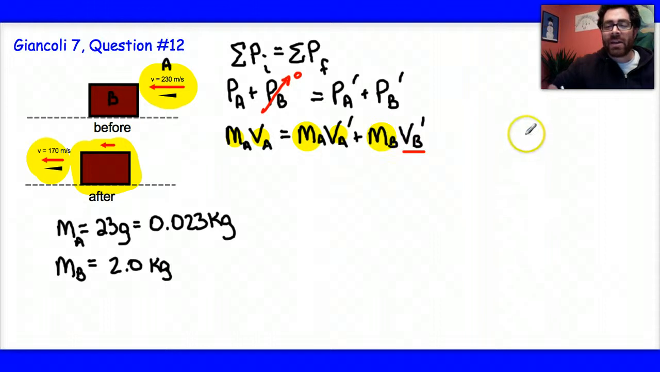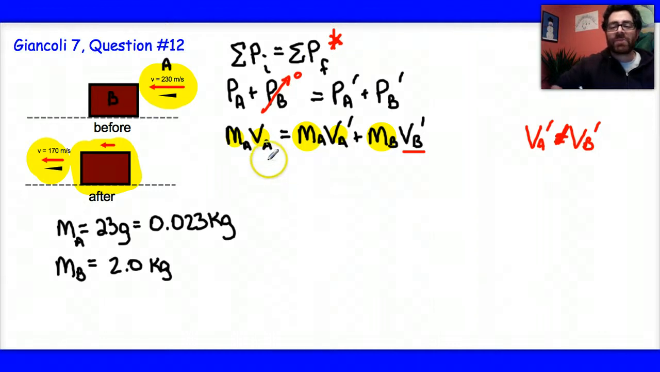Again, recognize that I'm not saying that VA prime and VB prime are equal to each other, because they are not. This collision is not inelastic. They don't hit and stick together. But I still can say that in any collision, regardless of type, momentum is conserved. All right, let's go ahead and rearrange this equation.